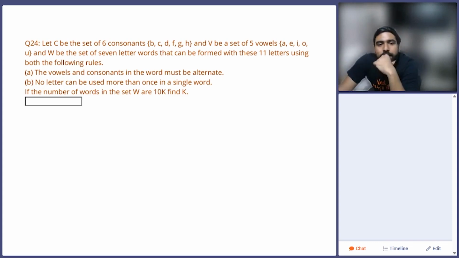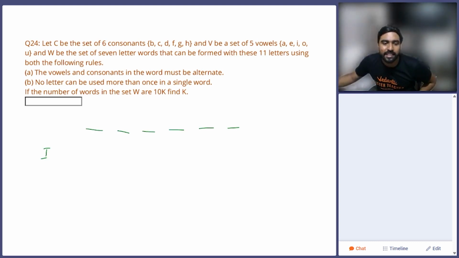Let C be the set of 6 consonants B, C, D, F, G, H, and V a set of 5 vowels A, E, I, O, U, and W the set of 7-letter words that can be formed using these 11 letters with the following rules: the vowels and consonants should always alternate, and no letter can be used more than once in a single word. Alternating is an easier way to deal with, right?